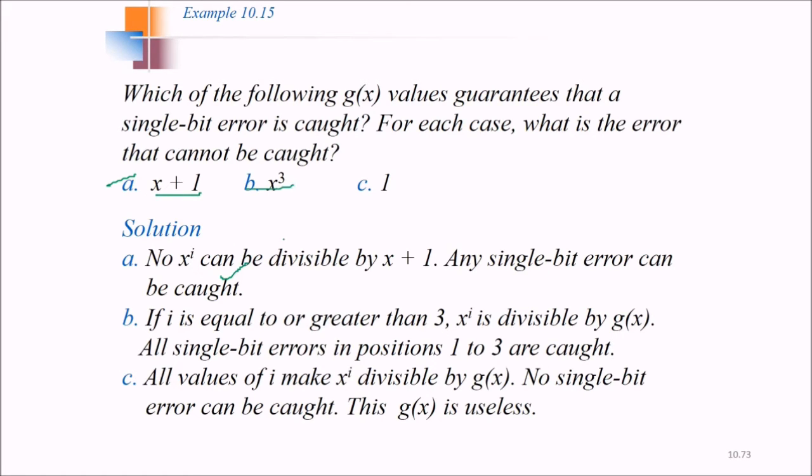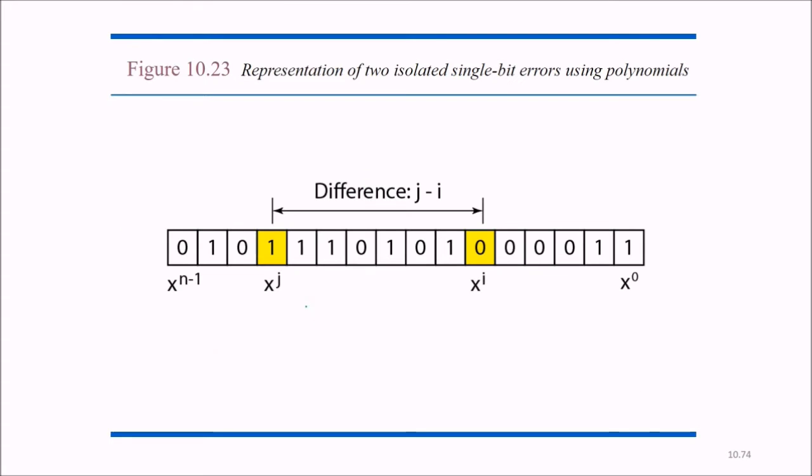What about x cube? If i is equal to or greater than 3, then only this x to the power i is divisible by this Gx. So all single bit errors in position 1 and 3 are caught. What about the case where it equals 1? All values of i make x to the power i divisible by this Gx. So no, because 1 divides everything, no single bit error can be caught. So this Gx is actually useless.